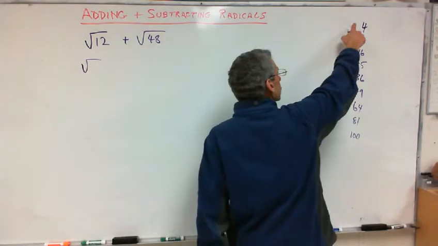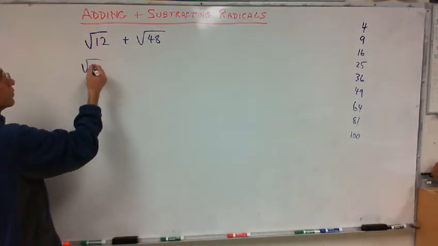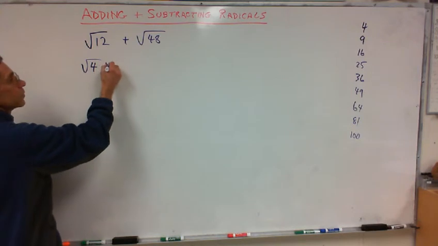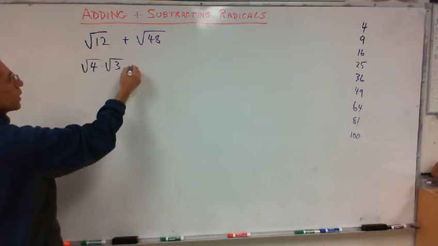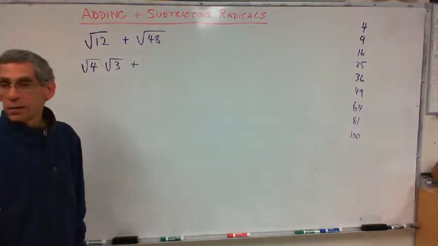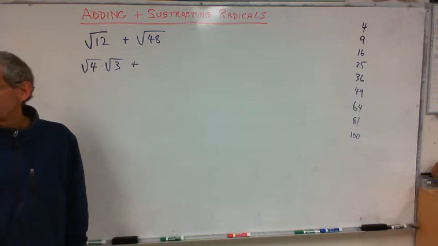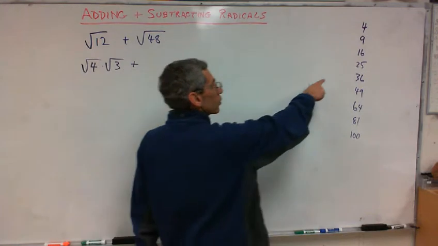these numbers. 4. All right, 4 goes into 12, right? 4 times the square root of 3. Square root of 4 times square root of 3, yes? Okay, plus, what goes into 48? What's half of 48? Half of 48. 24, right? 24. So I'm going to go to 24.